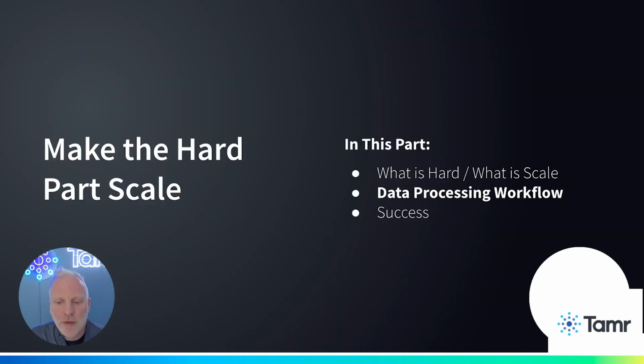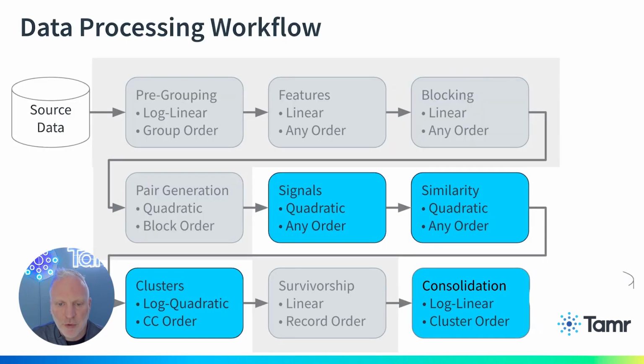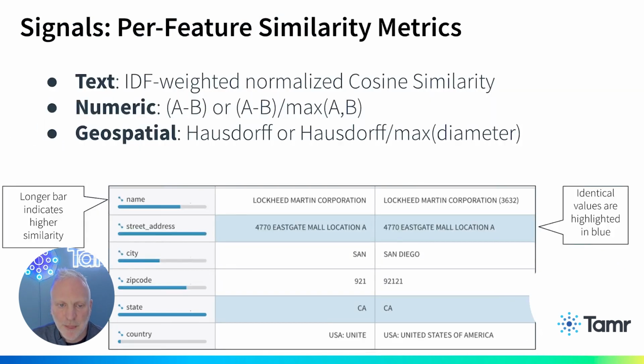Next, we'll cover the data processing workflow for the hard part. In part 2, we covered the first 4 steps in this data processing workflow: pre-grouping, features, blocking, and pair generation. In this part, we'll cover signals, similarity, clusters, and we'll also add on record consolidation at the end. Survivorship we will cover in part 5, handling change. The first step in our workflow is computing signals.